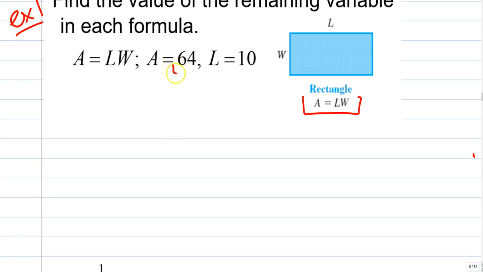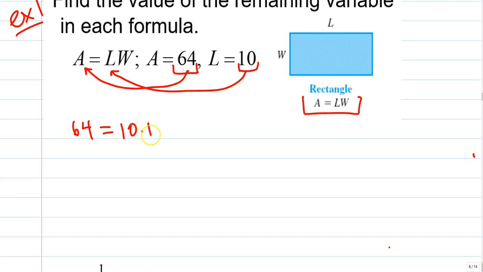So they tell us the area is 64, so we're going to put that in place of the A. And they tell us the length is 10. We're going to put that in place of the L. So we have 10 times W. So if I want to solve for W, once again, we're undoing. We have 10 times W, so to undo that multiplication, we use division.